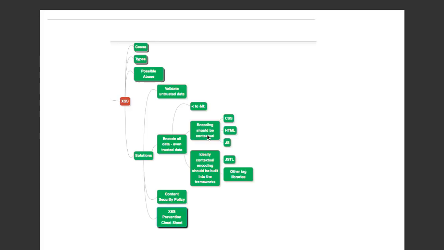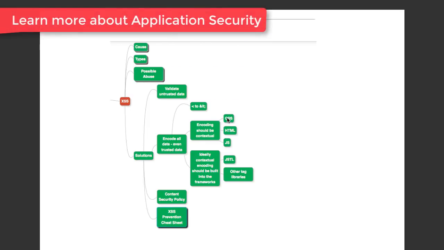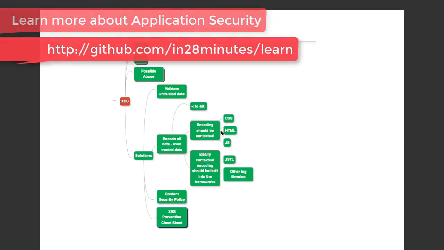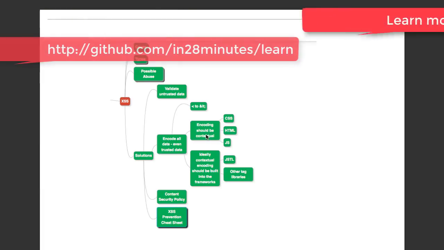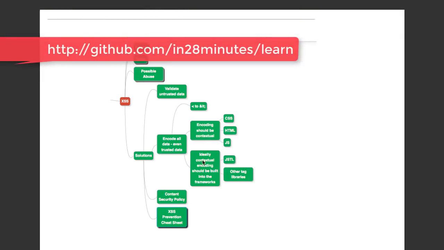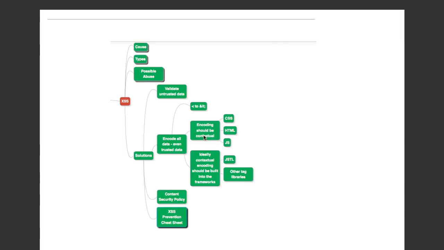The other important thing is this encoding should be very contextual, depending on where the data is going to. If the data is going to be part of CSS, it should have CSS-specific encoding. If it's going to be part of HTML, it should have HTML-specific encoding. If it's going to be part of JavaScript, it should have JavaScript-specific encoding. One of the best things that you can do is to make sure that your frameworks are built to do the contextual encoding. The other things which you can do are to look up the content security policy and also look up the XSS prevention cheat sheet. These two things should help you get enough best practices to prevent cross-site scripting from happening.